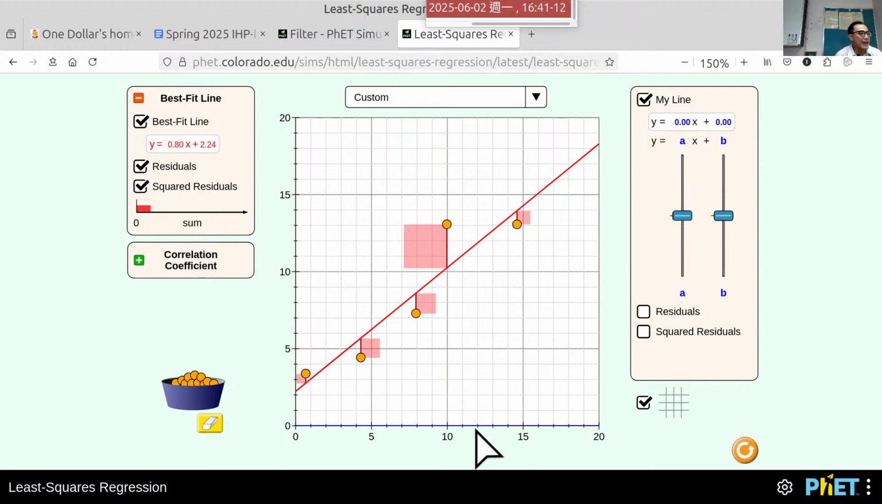So you can expect, if I have a value that is x equals 12, what will be the y value here? Very easy here.